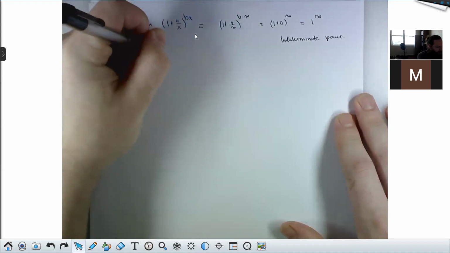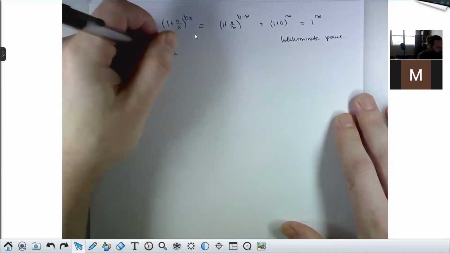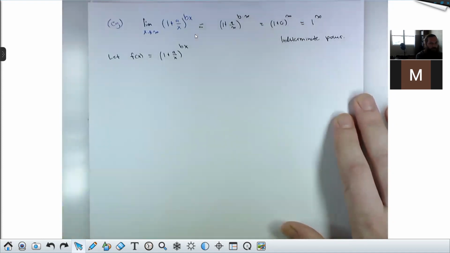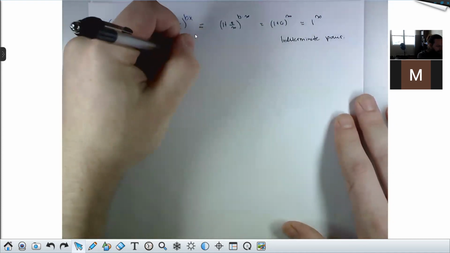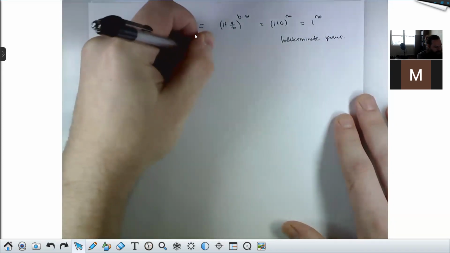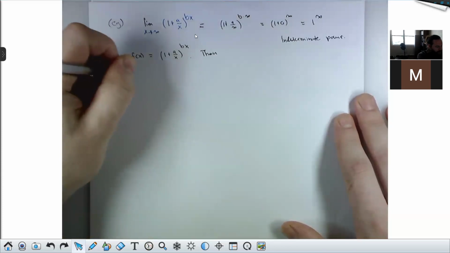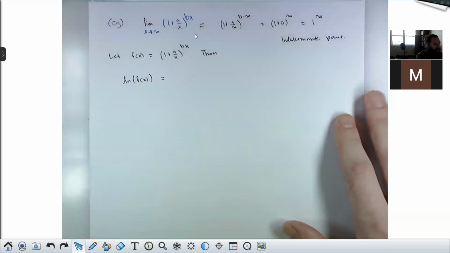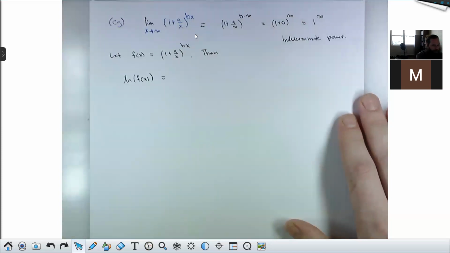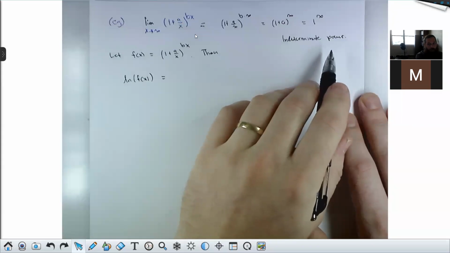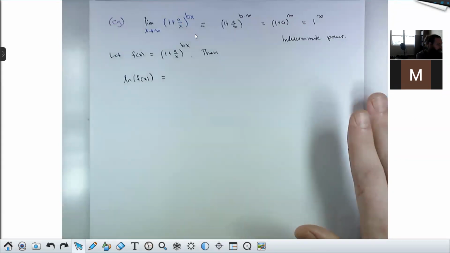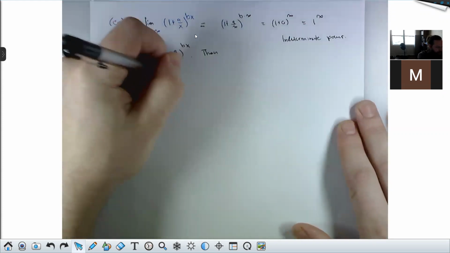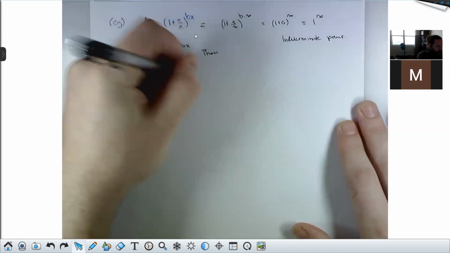And the way you handle these is we're going to say let f of x be the function 1 plus a over x raised to the power of bx. Then we'll take the natural log of f of x. Remember the goal with indeterminate powers: we want to change these into indeterminate ratios, something like 0 over 0 or infinity over infinity, so that we can apply L'Hopital's rule. And that's why we're taking the natural log. It's going to help us do that.